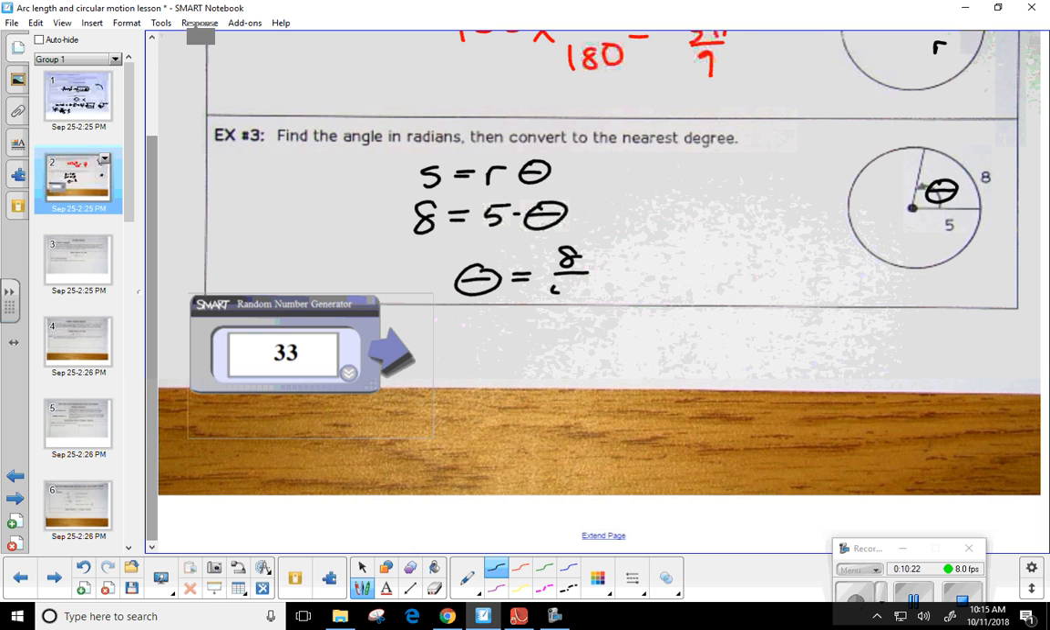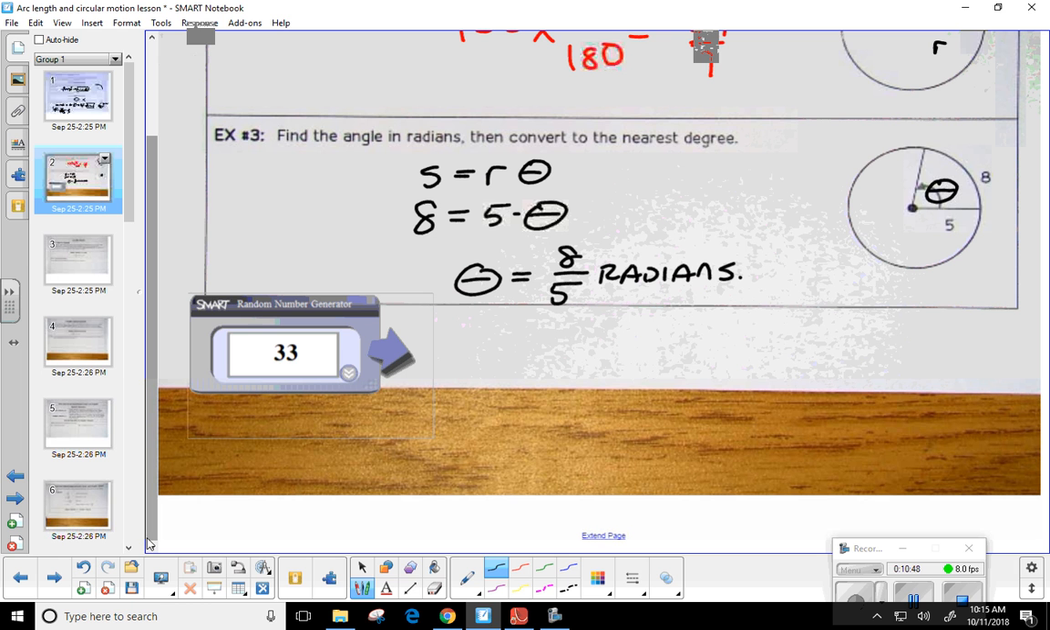8/5, right? Now remember, the only way this formula is going to work is if theta is in radians. Since I was already provided the arc length and the radius, I have to believe that this is in radians. Okay. So we have 8/5 radians. Now we just want to go ahead and convert it to the nearest degree. All right, so radians to degrees.